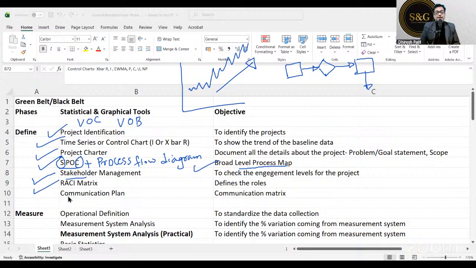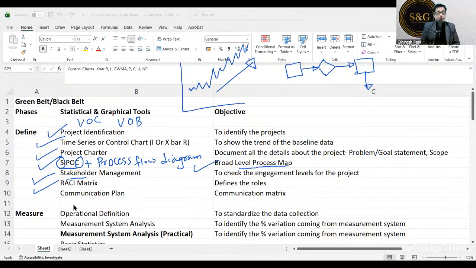RACI matrix is kind of a shade of stakeholders. RACI stands for responsible, accountable, consulted and informed. So all the stakeholders are divided activity wise. Somebody is responsible for that activity, somebody is accountable for that activity, somebody has to be consulted for that activity, and somebody has to be informed for that activity. So that framework we use in the RACI matrix.